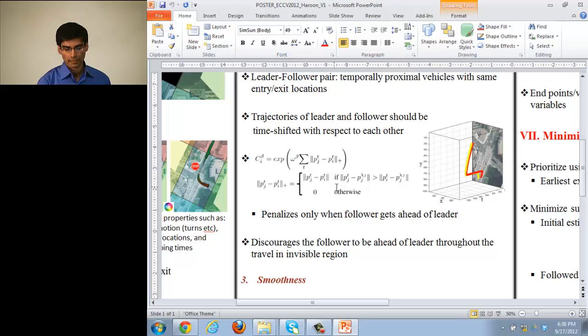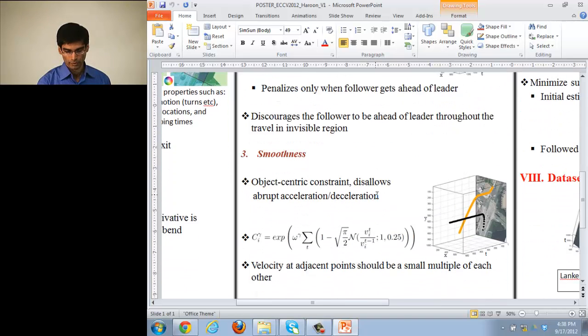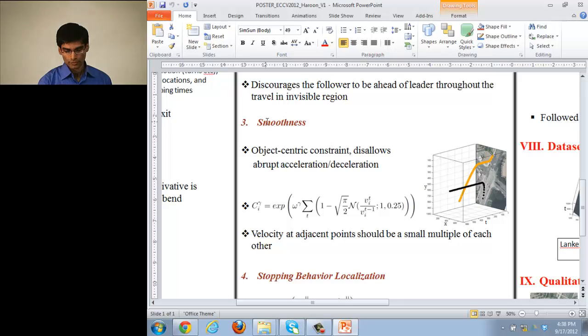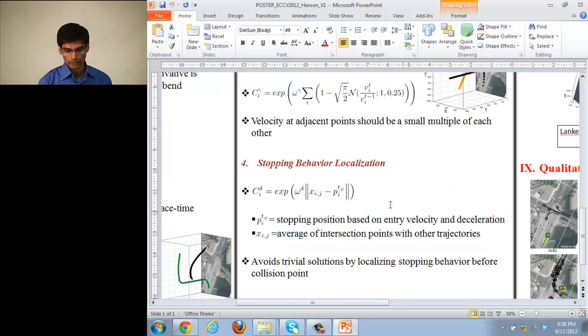What it does is it penalizes whenever the follower gets ahead of the leader, and it maintains that relationship throughout the travel. The third constraint is smoothness, which is given by this. What it says is that there should not be any abrupt acceleration or deceleration. The amber trajectory is the smooth one, the black one has abrupt acceleration. And finally, the stopping behavior localization says where the objects should perform the stopping behavior. Essentially, it should be close to the points where the paths intersect.